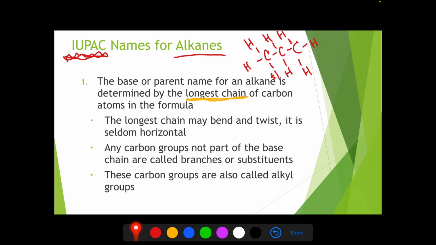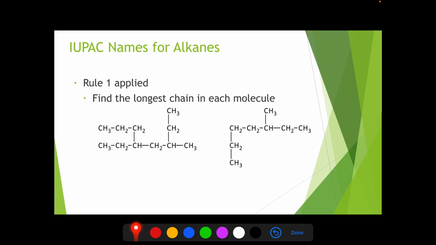But you need to watch out because the longest chain might bend, it might twist. It is actually very seldom horizontal, and I'll show you a lot of examples of this. Any carbon groups that are not part of the base chain or the parent chain are called branches or substituents. I use both of these terms interchangeably. These carbon groups are also called alkyl groups, and I'll show you where the alkyl groups fit in.